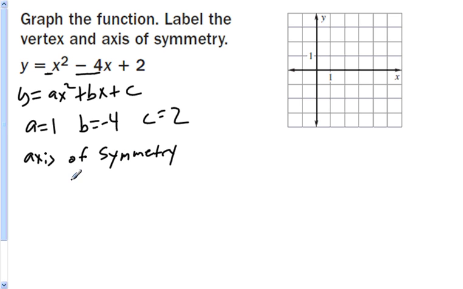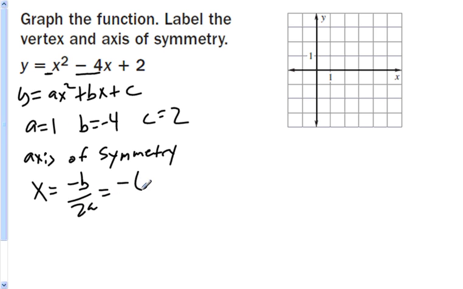And just recall that the axis of symmetry is the line that divides the parabola into equal halves, or it's the line of reflection if you want to think of it in that term. And there is an equation to find the axis of symmetry. It is x equals negative b divided by 2a. So since we know what a and b are, we're going to go ahead and just substitute them in here.